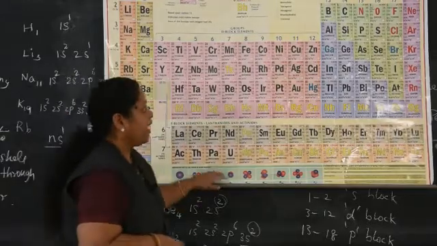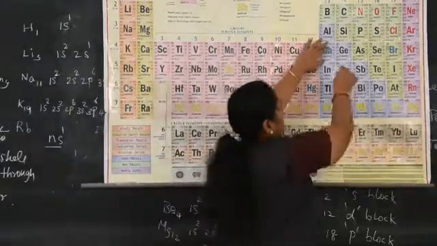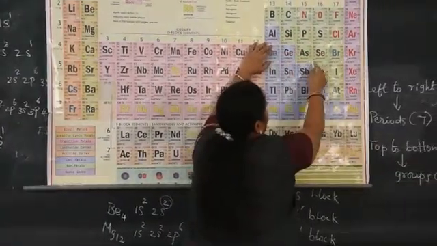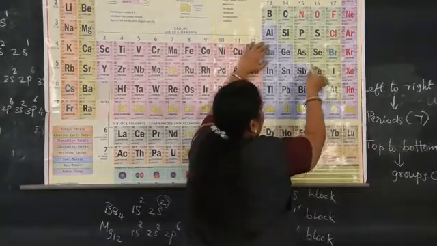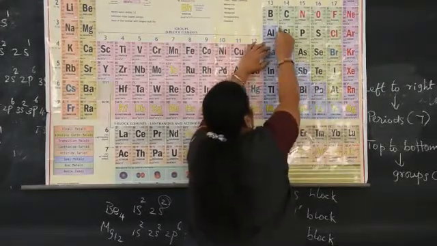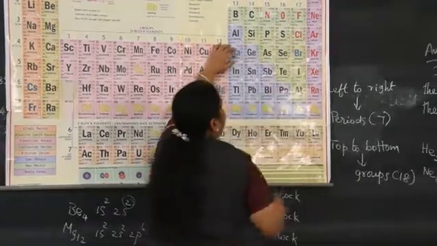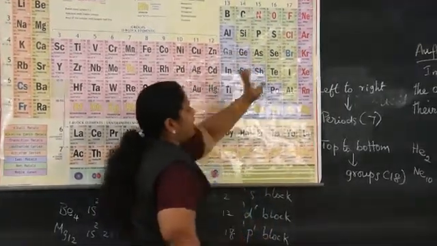Okay, what are the semi-metals? This one, silicon, arsenic, tellurium. This one is called antimony and tellurium. These are called semi-metals.